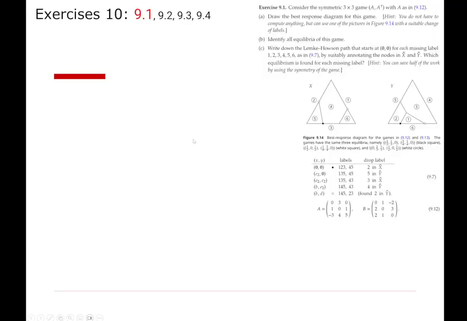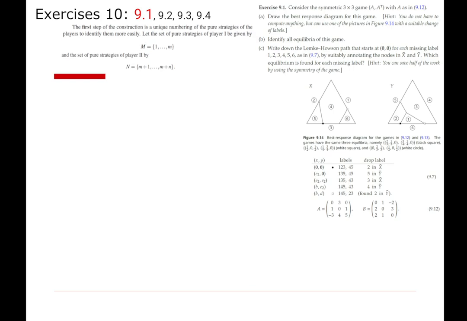Let's start with a bit of theory. The first step of the construction is the unique numbering of the pure strategies of players to identify them more easily. We start with player 1 from 1 to m, and for player 2 we start from m plus 1 to m plus n. So in our case we have strategies 1 to 3 for player 1 and 4 to 6 for player 2.